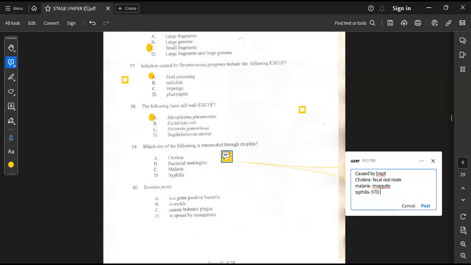Then you put into brackets that it's transmitted through droplets. Yeah, this guy. But he got it. So for better. That's what matters.